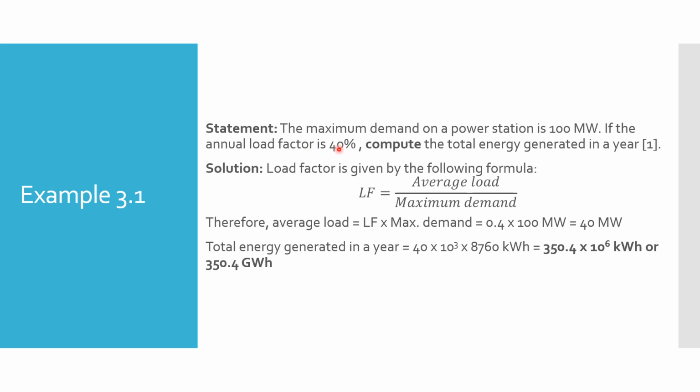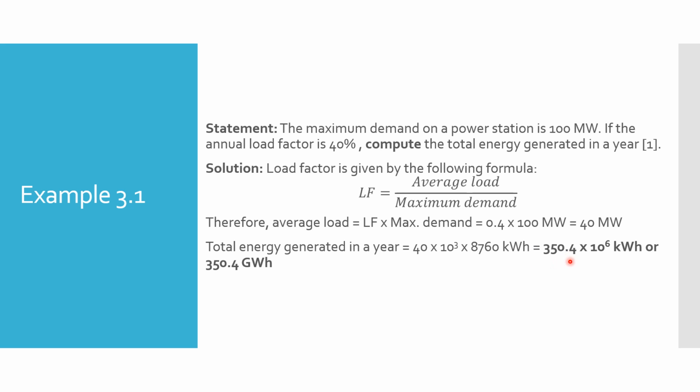So first of all, you are given the load factor, you are given the maximum demand on the station. You know that the formula for load factor is average load divided by maximum demand. So you can find out average load from this formula. Multiply load factor with maximum demand, you get 40 megawatts, and the total energy generated in a year will be 40 megawatts, which is equivalent to 40 into 10 to the power 3 kilowatts into 8760, which is the number of hours, and this energy will come out in kilowatt hours.